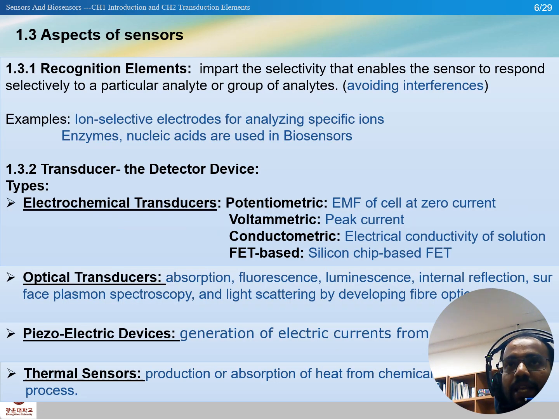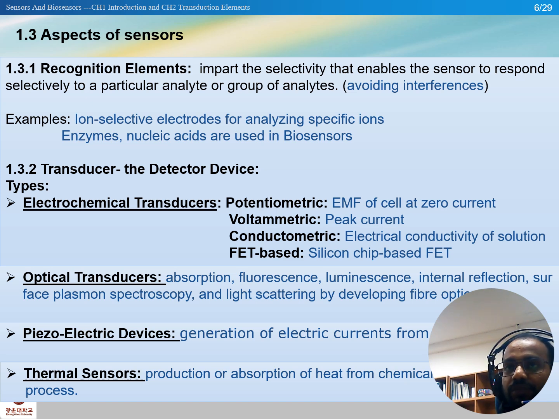And what are the aspects of the sensor? Its recognition element imparts the selectivity that enables the sensor to respond selectively to a particular analyte or group of analytes. It also avoids interference. Some examples are the ion selective electrode for analyzing a specific ion, whereas enzymes and nucleic acids are some of the elements used in biosensors. Transducer, the detector device.